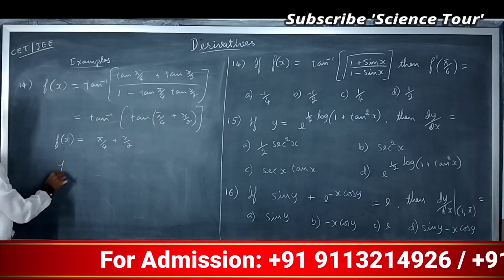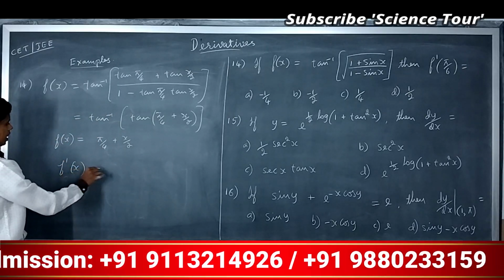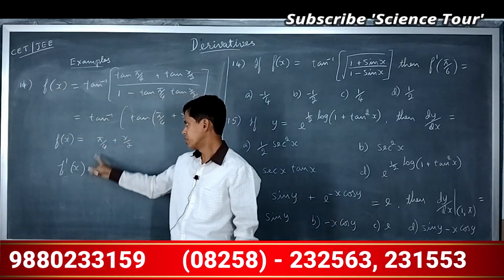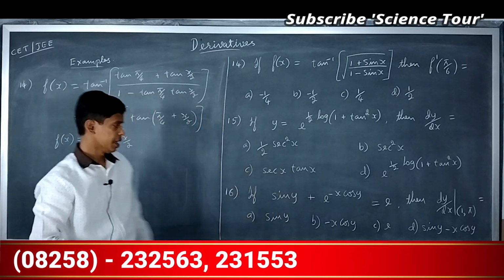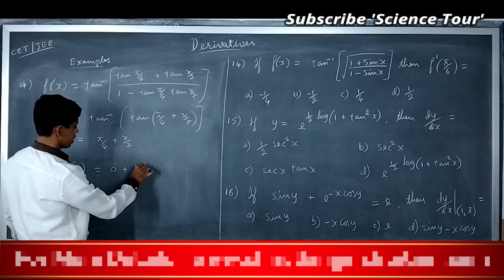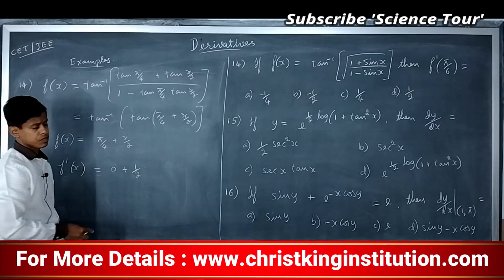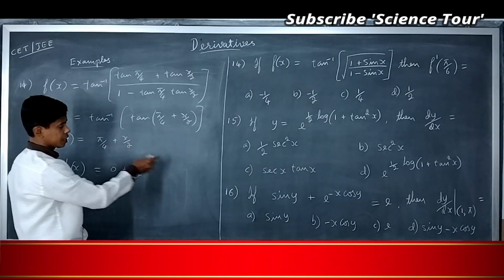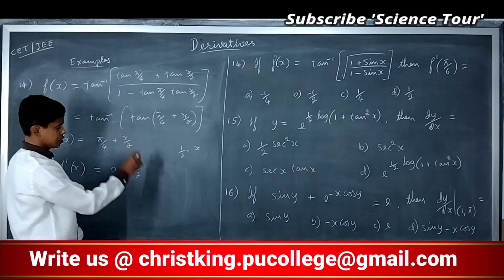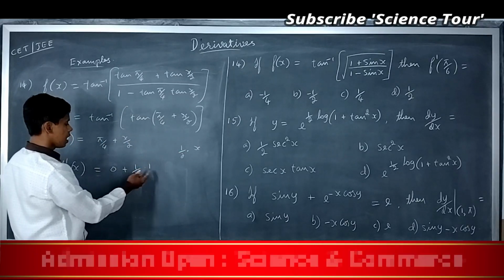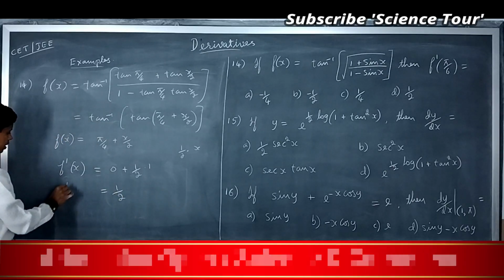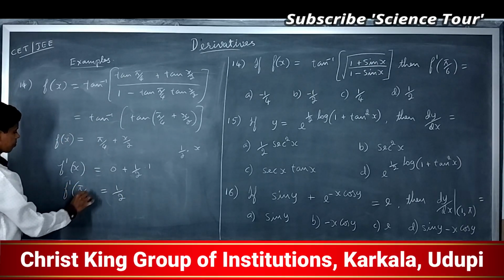Okay, so what is f dash of x here? Derivative of pi by 4, derivative of a constant. So derivative of a constant is 0, correct, and then 1 by 2 is a constant as it is, derivative of x. So this is half into x, correct. So derivative of x is 1. So that is half itself. Now what will be f dash of pi by 6?